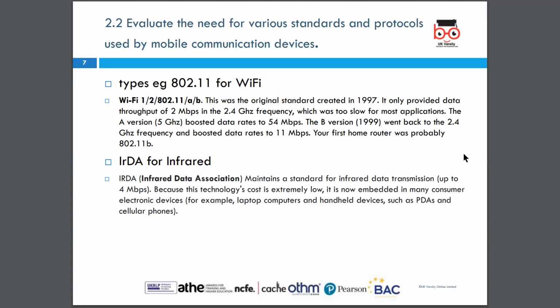Some other more powerful Wi-Fi can access even 100 megabytes per second or even 200 megabytes. Also, we have IrDA, from infrared. So what does it do? It maintains a standard for infrared data transmission, which is up to 4 megabytes per second. And because this technology costs extremely little, the prices are quite low compared to other types of mobile communication devices.